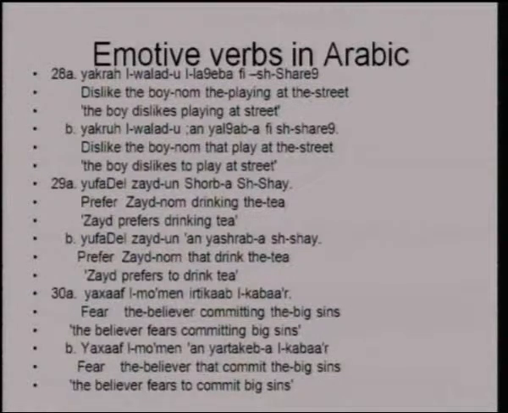يفضل زيد شرب الشاي. Overt derived nominal, as you see. يفضل زيد أن يشرب الشاي. يخاف المؤمن ارتكاب الكبائر. يخاف المؤمن أن يرتكب الكبائر. So we have overt derived nominal and covert derived nominal within the same time. So the emotive verbs are alternating between infinitive and gerund.